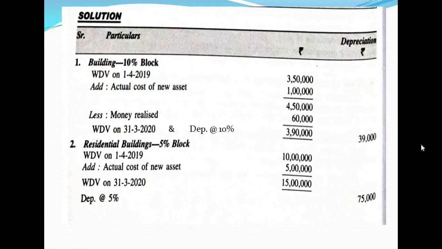So in that case, the residential building will be only rupees 15 lakhs after adding the cost of new assets. Then the rate of depreciation is 5%. So 5% of 15 lakhs will get 75,000. And now let us look at the next one.